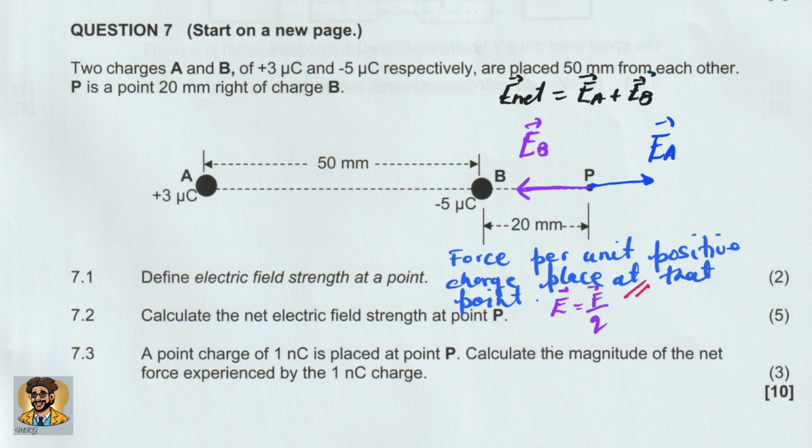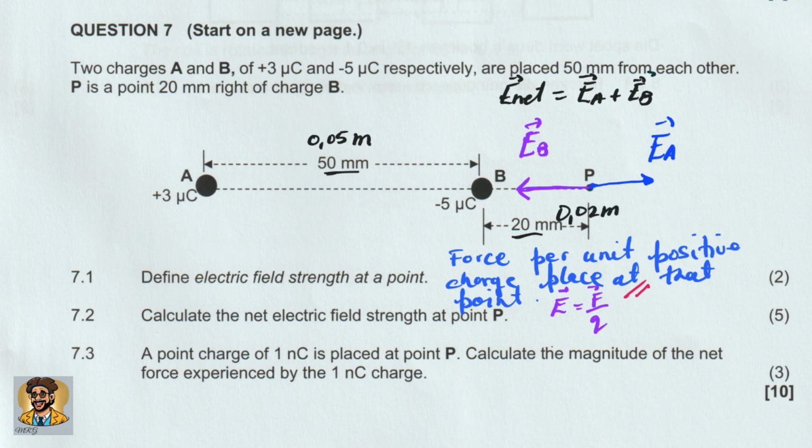Now, what else is important to know here? The distance is given in millimeters. We cannot work in millimeters, so we have to convert. This one is 0.05 meters, and here is 20 millimeters, which is 0.02 meters.